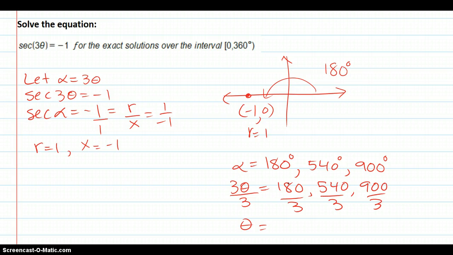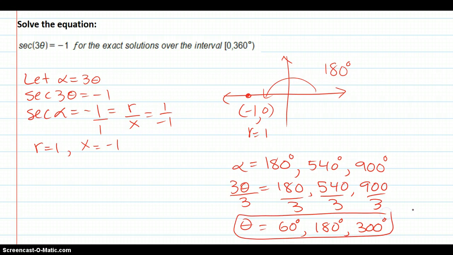So 180 divided by 3 is 60 degrees. That's our first answer. 540 divided by 3 is 180 degrees. And finally, 900 divided by 3 is 300 degrees. So those are the 3 answers. The reason I did 3 of these is because I had 3 theta. If I had 4, I'd do 4 of them, and so forth.